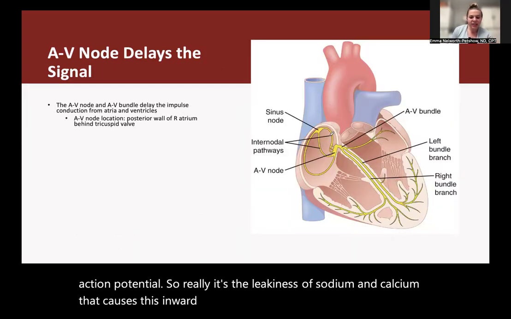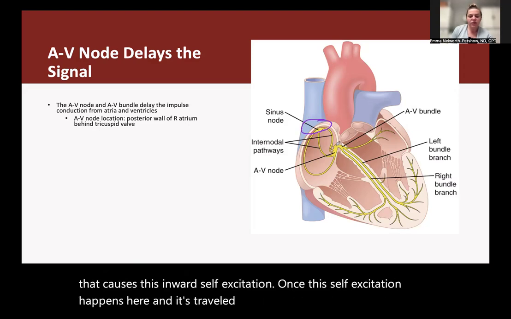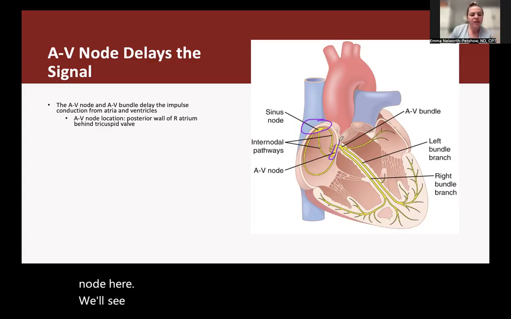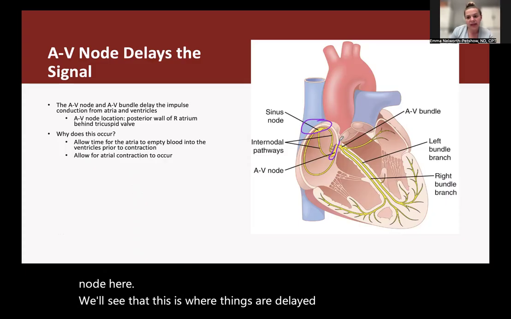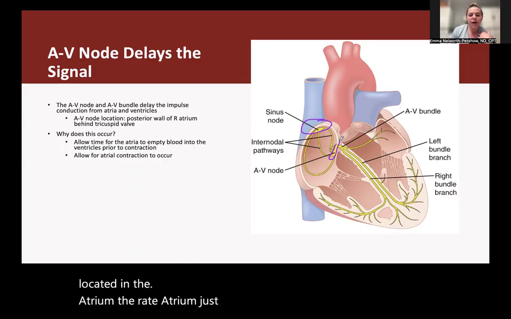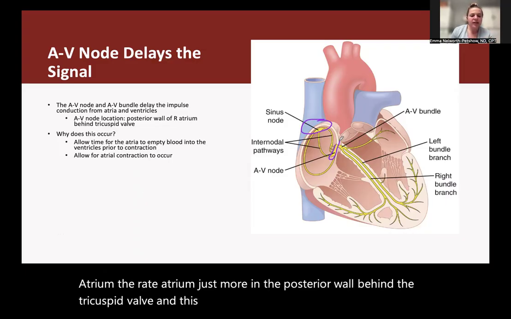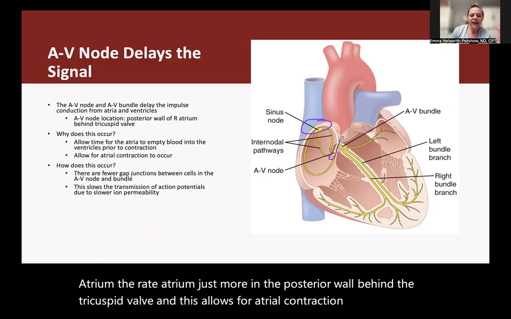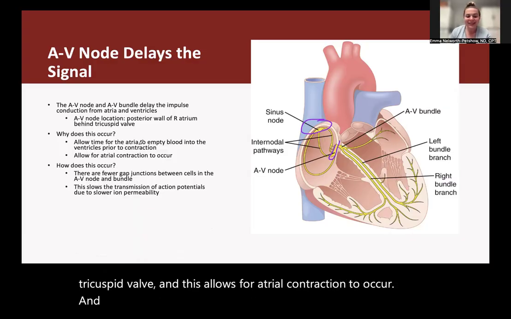Once this self-excitation happens and it has traveled from the SA node to this AV node here, we'll see that this is where things are delayed. This is also located in the right atrium, just more in the posterior wall behind the tricuspid valve. And this allows for atrial contraction to occur. It happens because there are fewer gap junctions between cells in this space.